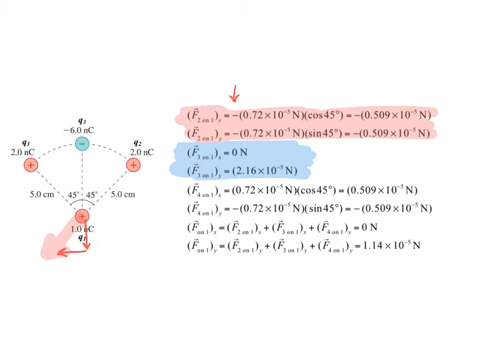Then moving on to force 3, there is no x part to the force that charge 3 exerts on charge 1, because it's all directed vertical. But the force 3 on 1 is a very large, comparatively, magnitude-wise, up. And we did get the sign right here, because it is positive in the y direction.